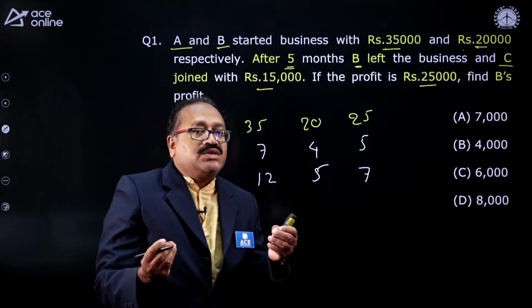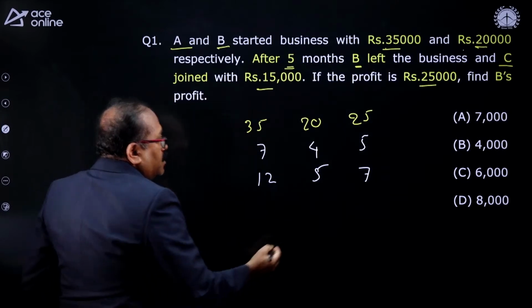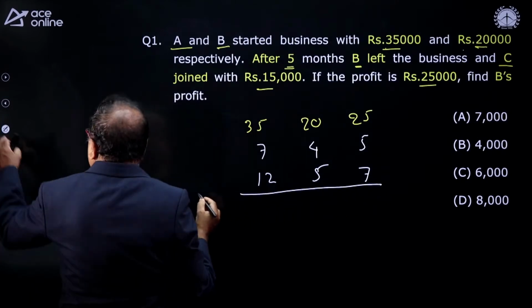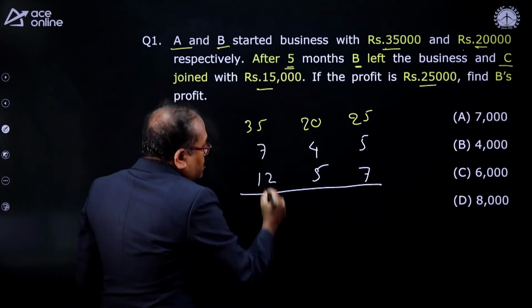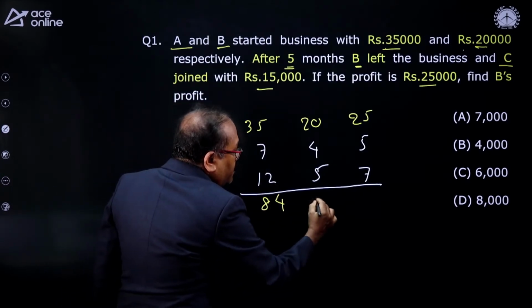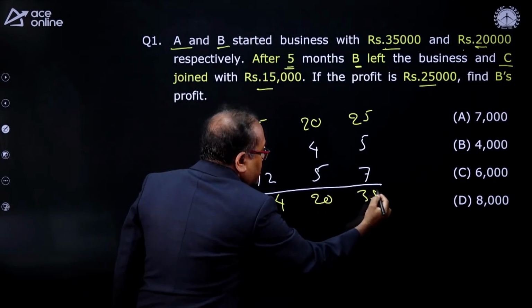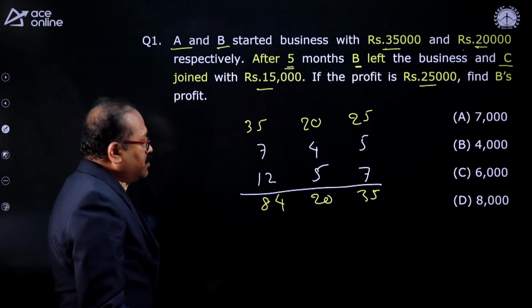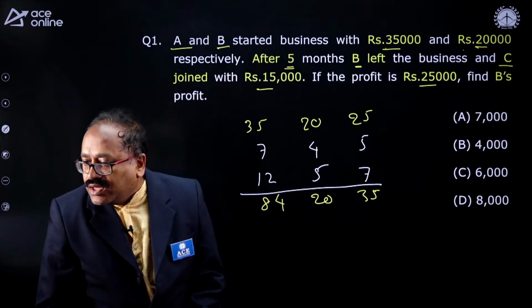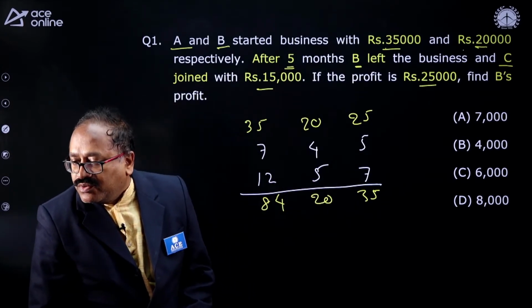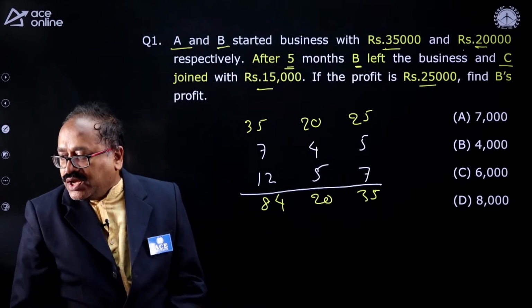This is a very basic question of partnership. By multiplying this, I will get the ratio of the profit and loss, which Aman very well knows. That is 12 times 7 is 84, 5 times 4 is 20, and 7 times 5 is 35. So this is the ratio: 84, 20 and 35. Can anyone answer the question? Prashant?